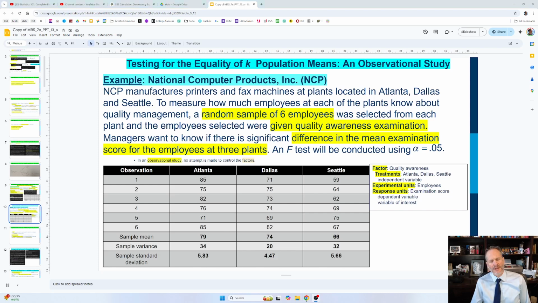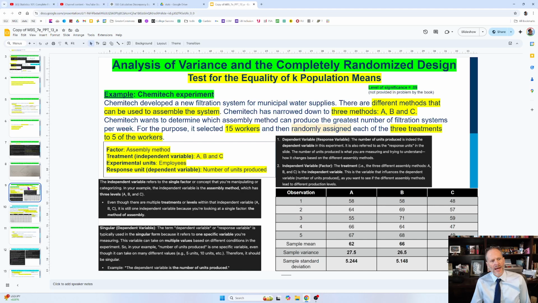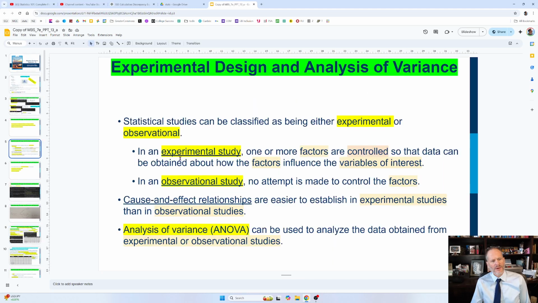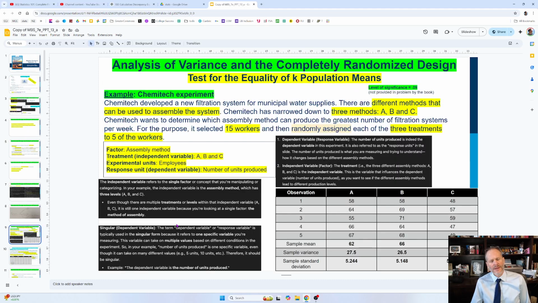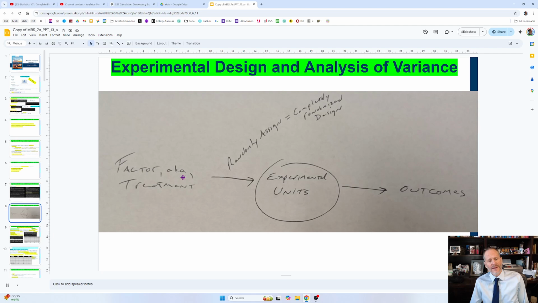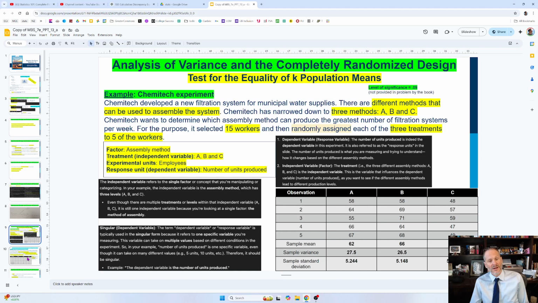All right, so I just paused the video and I also thought about it. And in this previous one, right, which was not an observational study, it was the experimental study, an attempt was made to control the factors, or they did control the factors. They said, hey, assembly method A, assembly method B, assembly method C, right? And so they're controlling the factors, the treatments, then they're applying those to experimental units, and they're seeing how those treatments that they are consciously controlling, selecting, designing, 3 different assembly methods, influence the outcomes, how many units are produced. So that's where the factors are controlled.